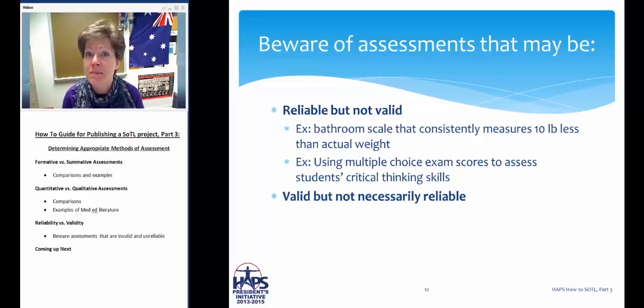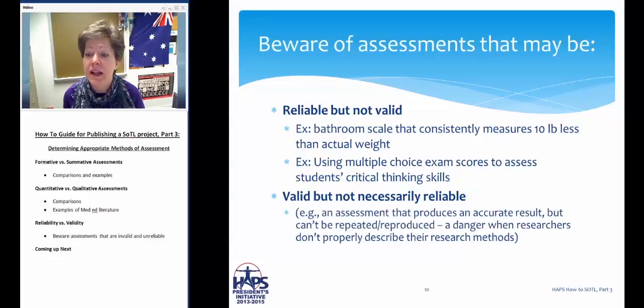Sometimes assessments can be valid but not necessarily reliable. So they may accurately measure what you're trying to do, but you can't get that repeatability that you want. So the assessment produces an accurate result, but you can't reproduce the results, or there isn't enough information for the reader, should you publish it, that they can reproduce the result. So if you don't properly describe your research methods and people try to reproduce your study and they can't do it, then your assessment is considered valid but not necessarily reliable because you haven't thoroughly described the research methods.